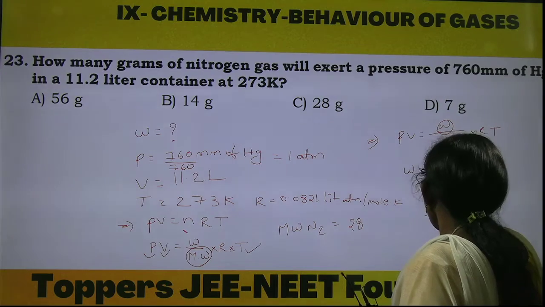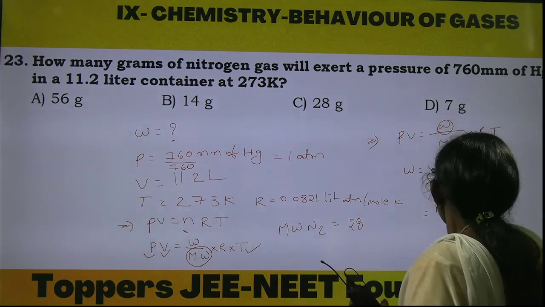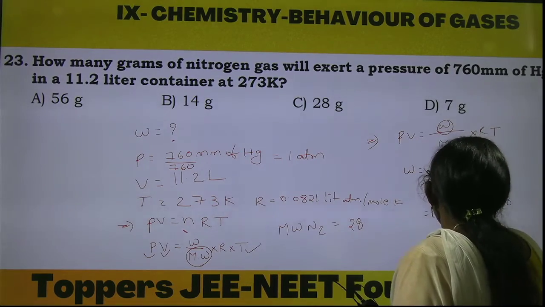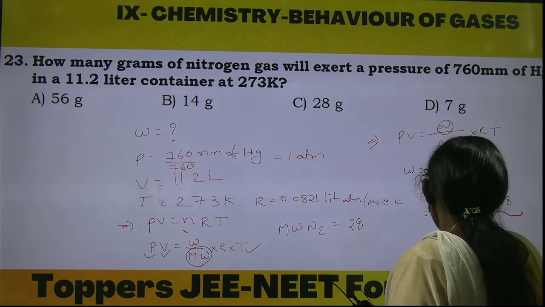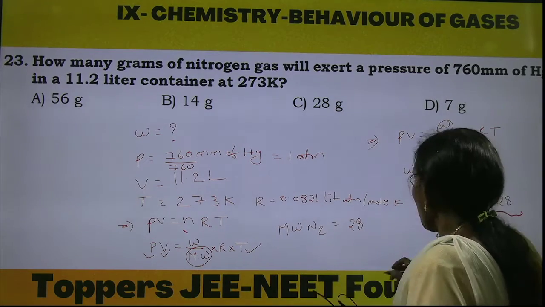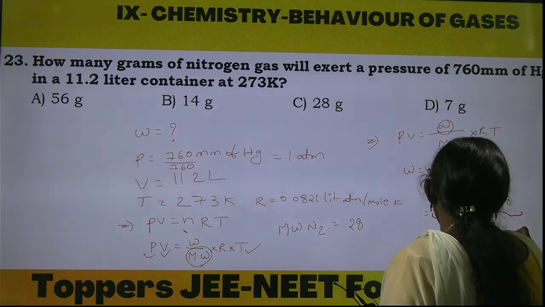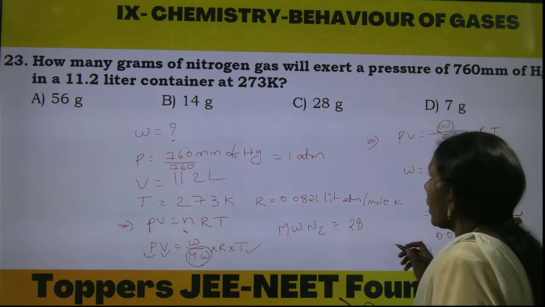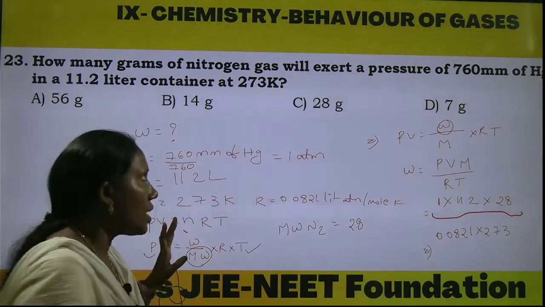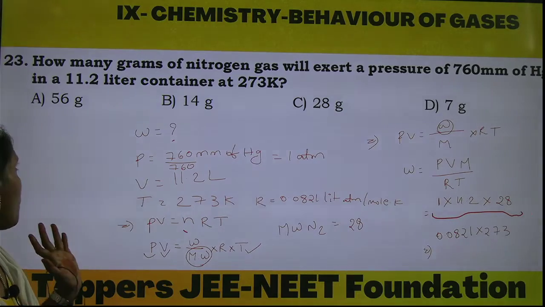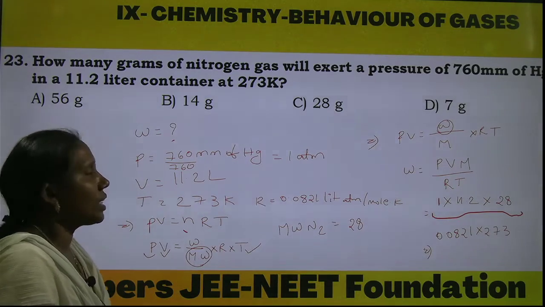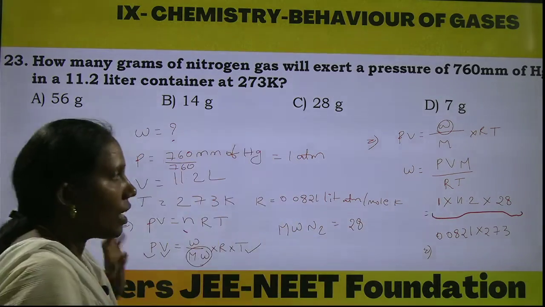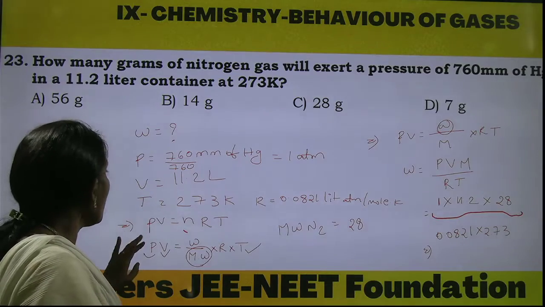P is 1 atmosphere and volume is 11.2 liters and molecular weight is 28, divided by R, which is 0.0821, into temperature 273 Kelvin. So by calculating this one, we will get the final answer. How many grams of nitrogen gas will exert pressure of 760 mm of Hg in 11.2 liter container at 273 Kelvin? By calculating this one, we can get the answer. Okay, come to the next one.